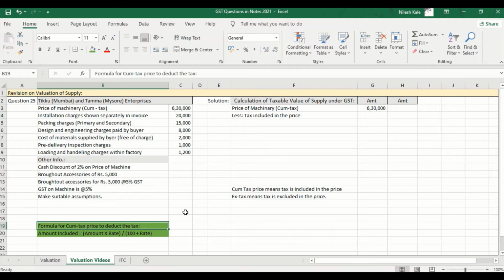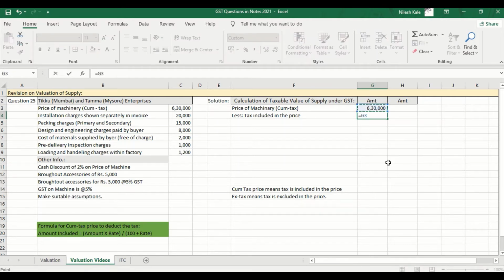I have given the formula here. The formula for cum tax price to deduct tax: how do you calculate the amount included? Amount into rate divided by 100 plus rate. I will use that formula here. The amount is 6,30,000 into 5, because 5% is the GST rate, divided by 100 plus rate. 100 plus rate means 105. 100 plus 5. This will give me 30,000, right?